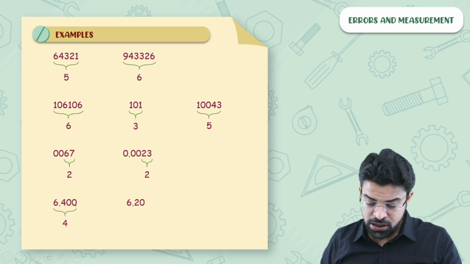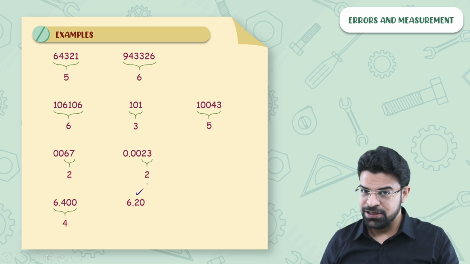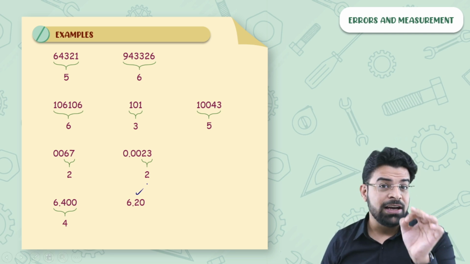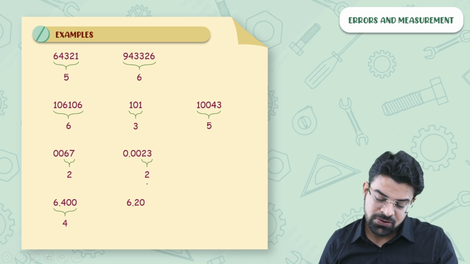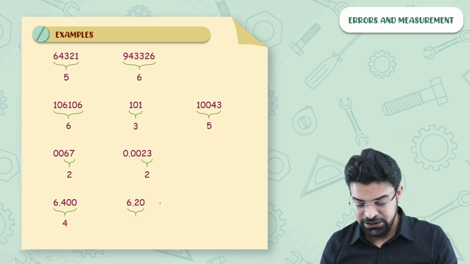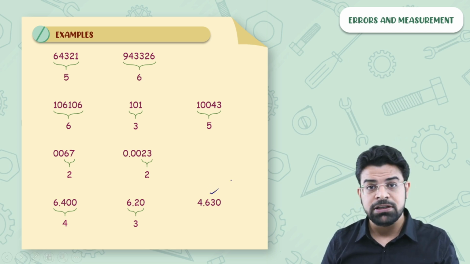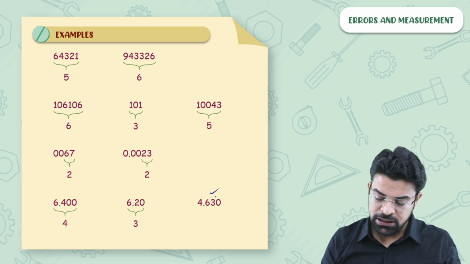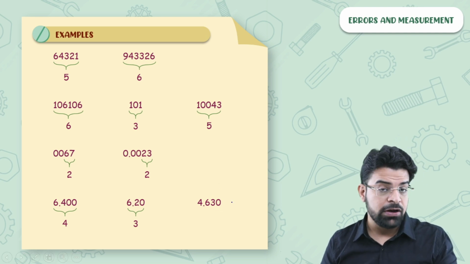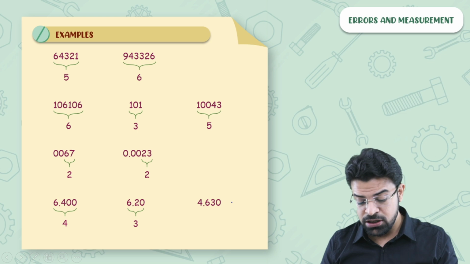Next, if you have got 6.20, sir, again, this is a number with a decimal and it has got a trailing 0. So all the three digits are significant. Next example, if you have got 4.630, how many significant figures are there, sir? It's a number with decimal, it has got a trailing 0. The trailing 0 will be treated as significant. So it has got 4 significant figures.